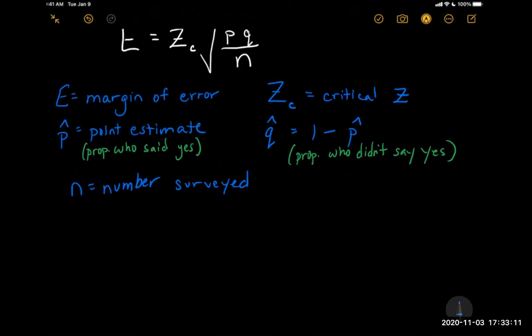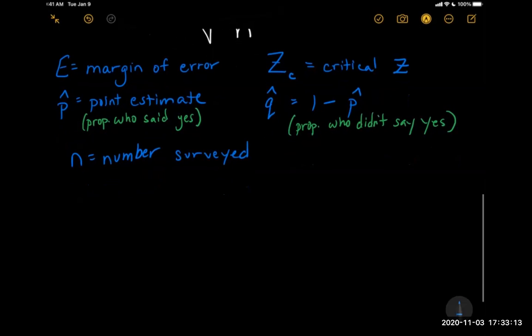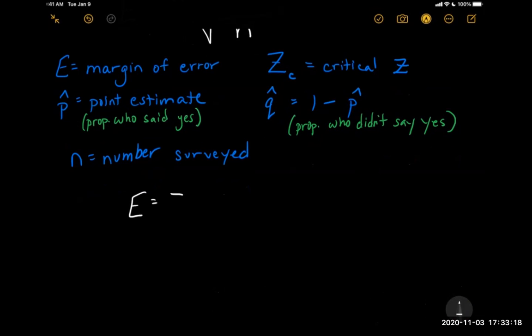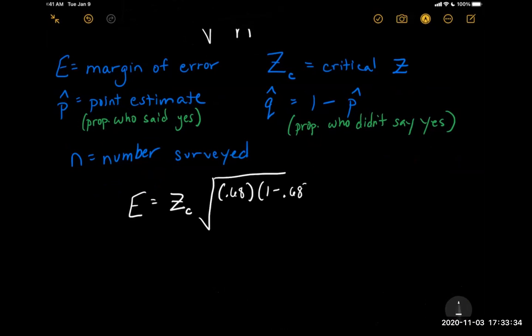Okay, so to find the margin of error for this problem, here's what I would do. The margin of error is equal to my critical Z times, and then p hat, my point estimate, was 0.68. Q hat was 1 minus p hat. You could do 1 minus 0.68, or you could write 0.32, which is what 1 minus 0.68 is. And on the bottom is the number of people I asked, which was 1,550.